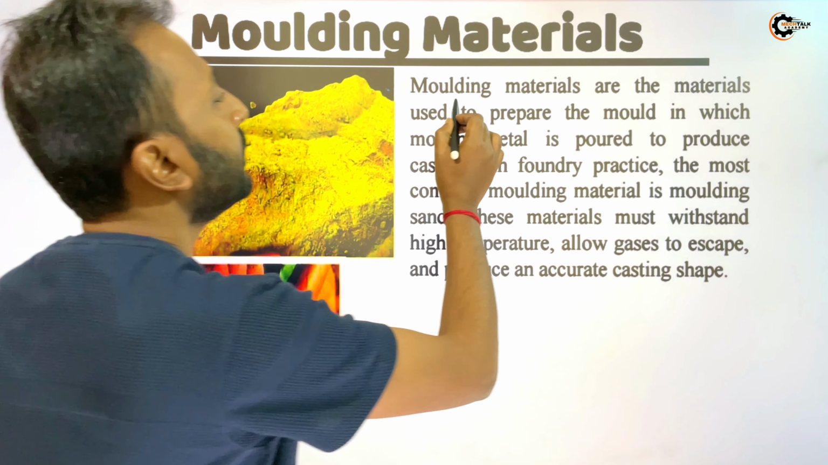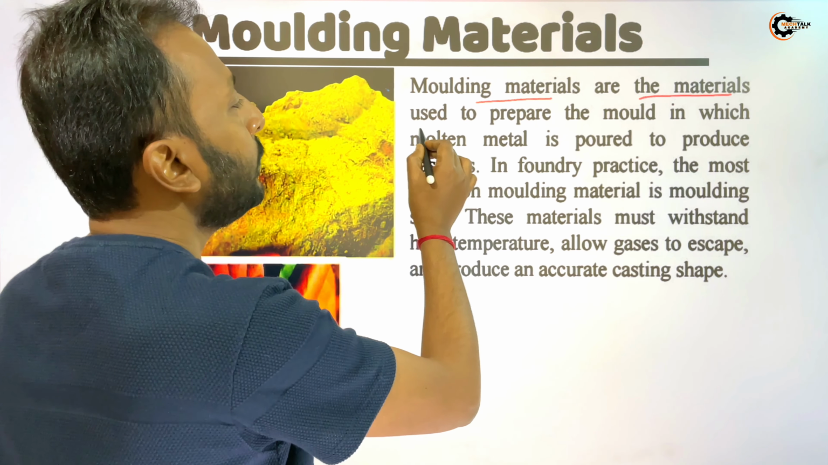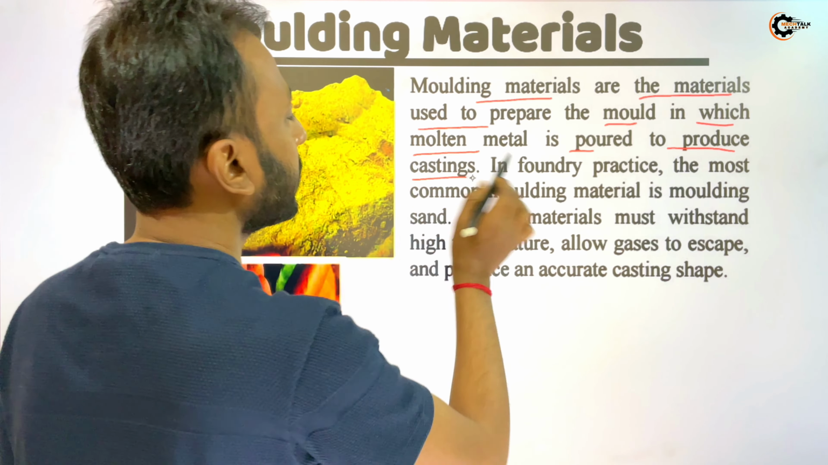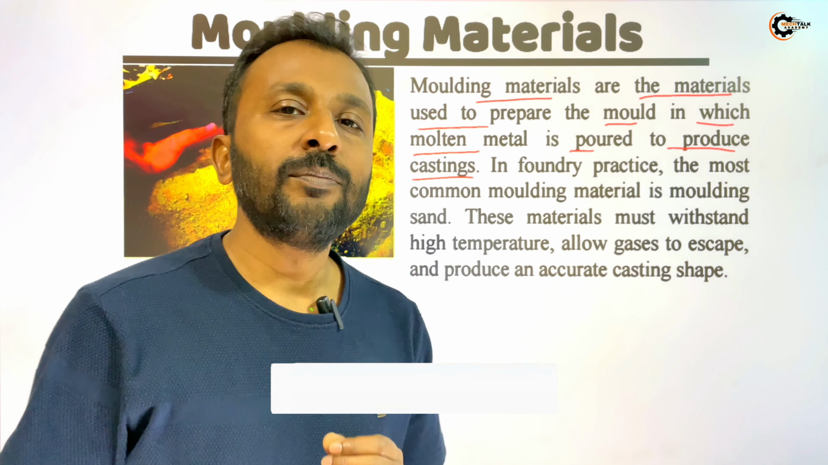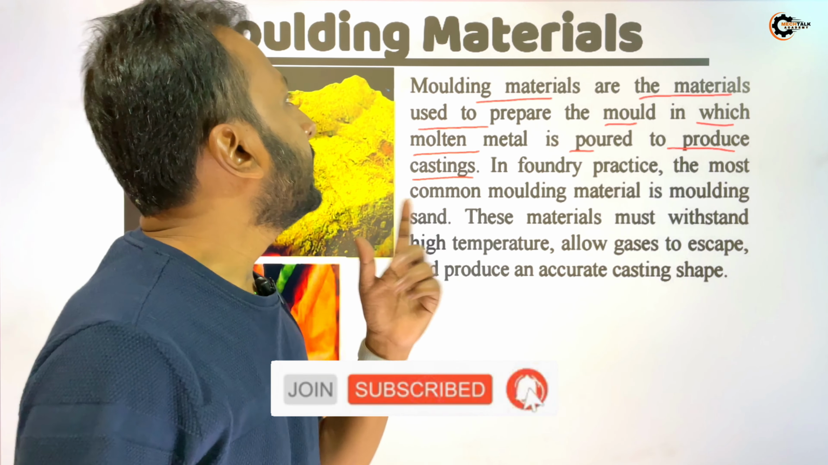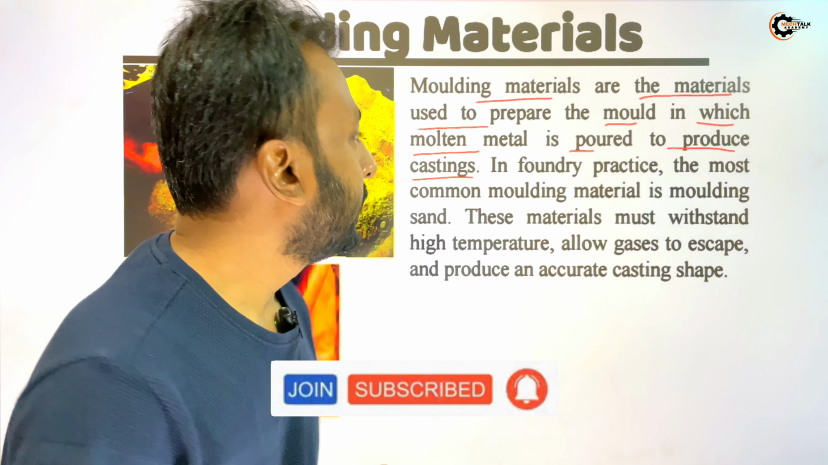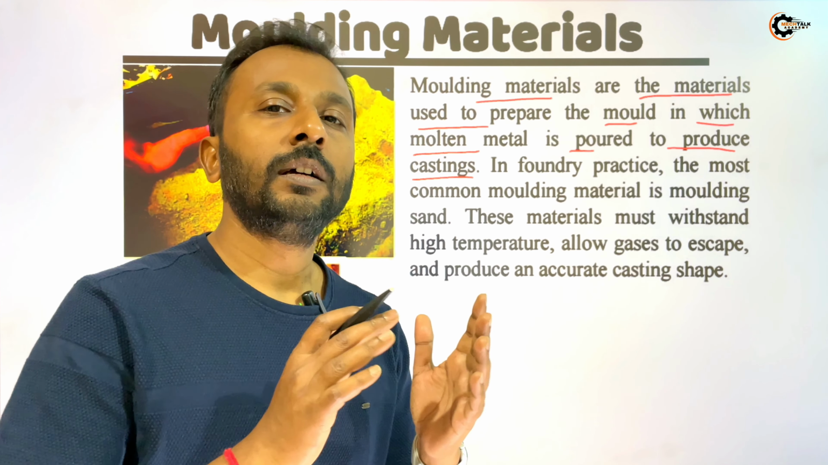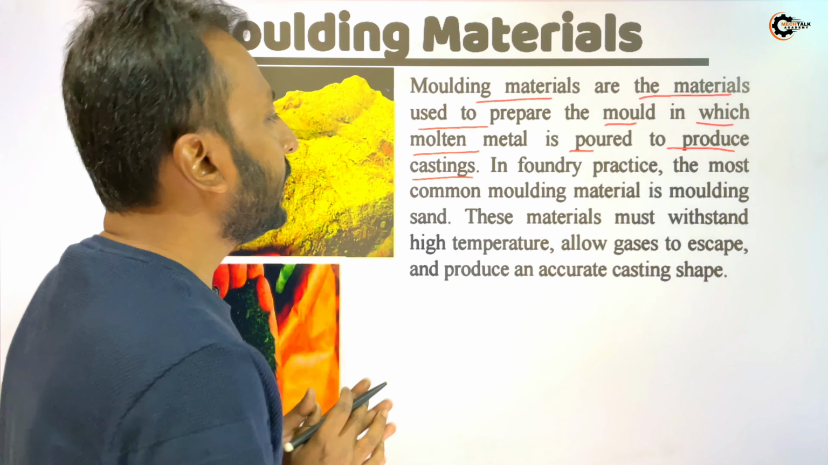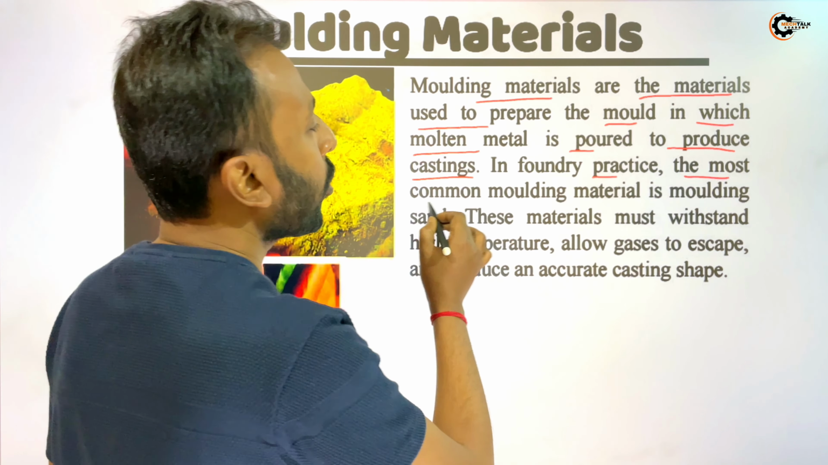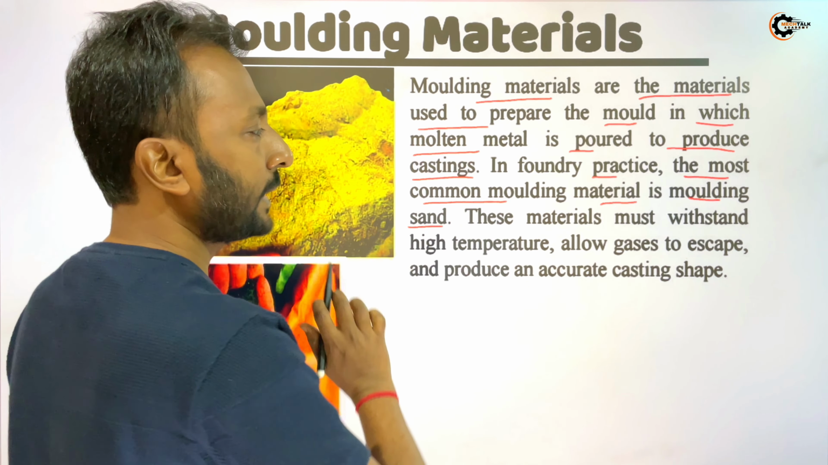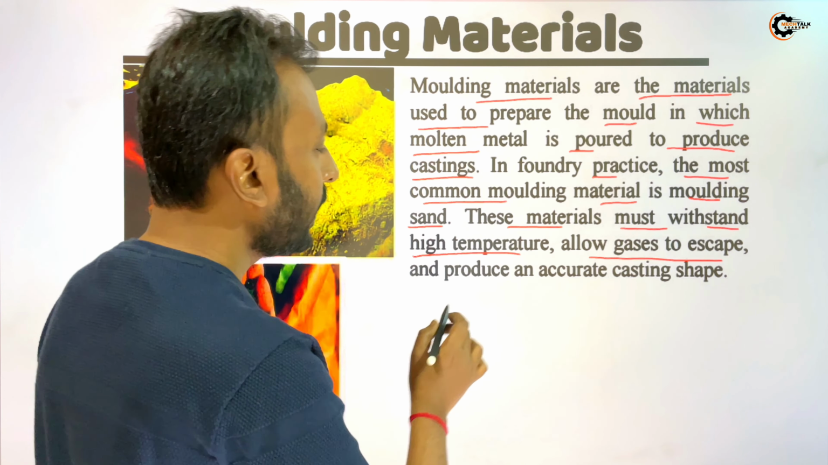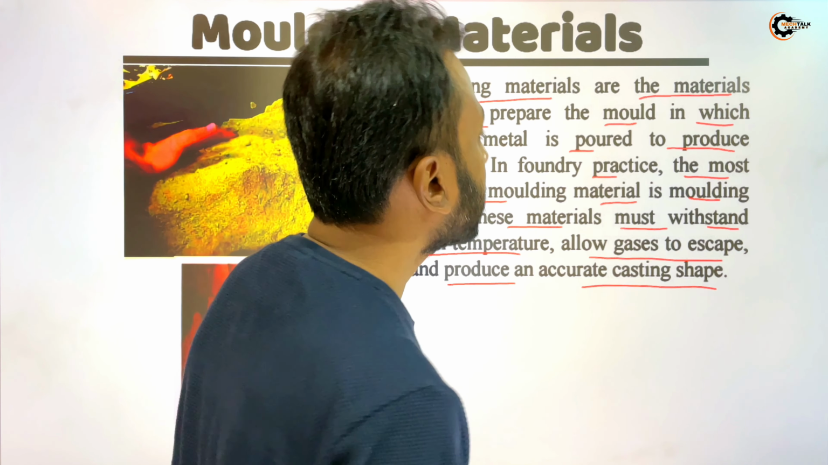Molding materials are the materials used to prepare the mold in which molten metal is poured to produce castings. In the molding box, the mold cavity is created using these molding materials. Then the molten metal is poured or filled into this mold cavity. In foundry practice, the most common molding material is molding sand. These materials must withstand high temperature, allow gases to escape and produce an accurate casting shape.